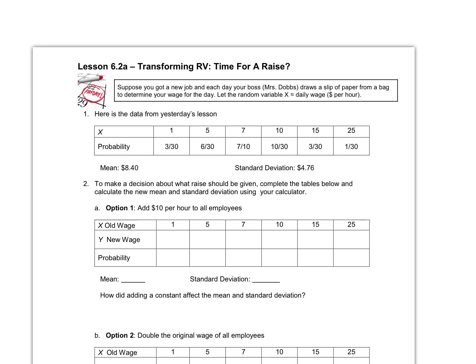So, option 1 is to add $10 per hour to each of those slips of paper. So if I do that, my new wage here would be what? 11. This would be 15, 17, 21, 25, and 35? 20. Oh, math is hard. 20. Thank you. Why do I have $11 in my head? It's right there in that stack.